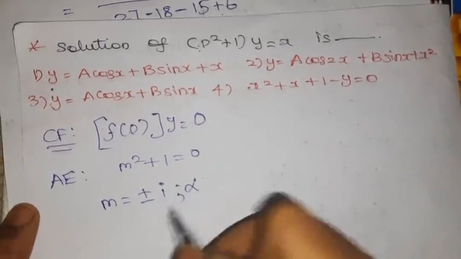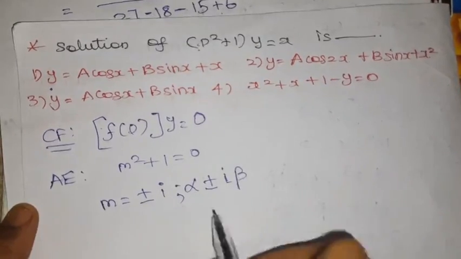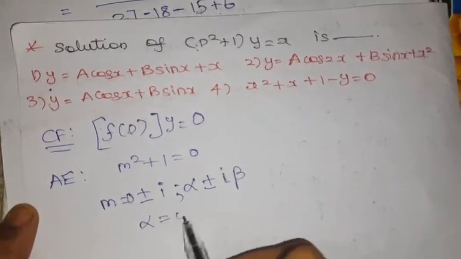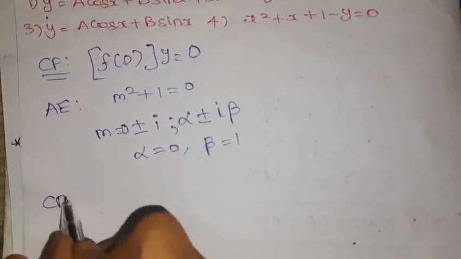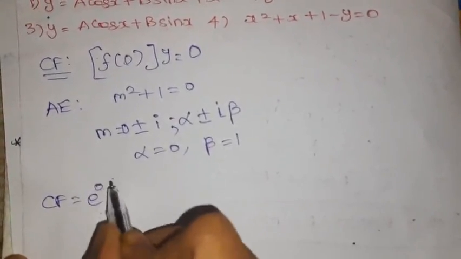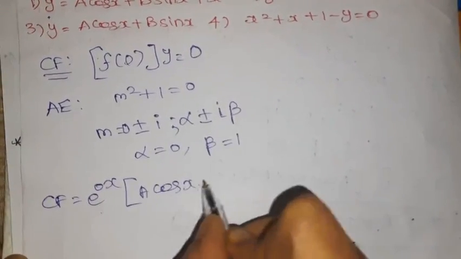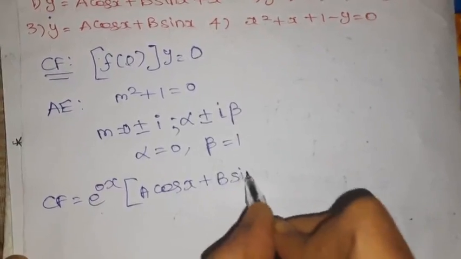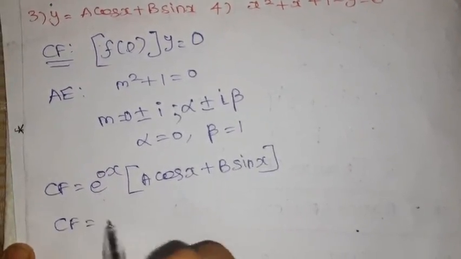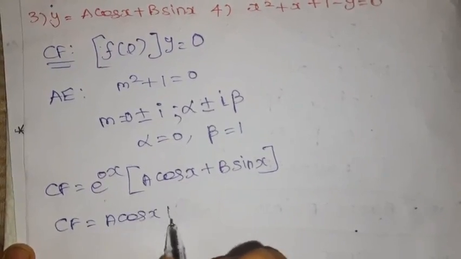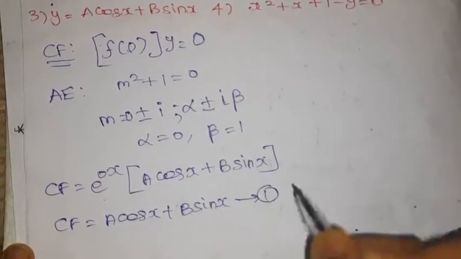So alpha plus or minus i beta. Here alpha equal to 0, beta equal to 1. So what is the complementary function? E power alpha x, 0x, into a cos beta x, beta equal to 1, a cos x plus b sin beta x, beta equal to 1, b sin x. So CF equal to a cos x plus b sin x. So it is equation 1.